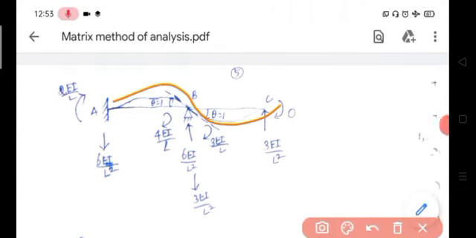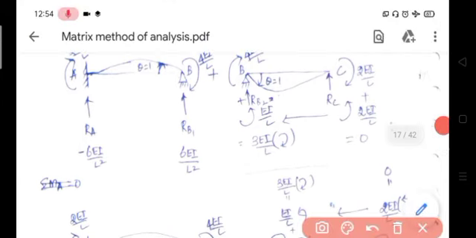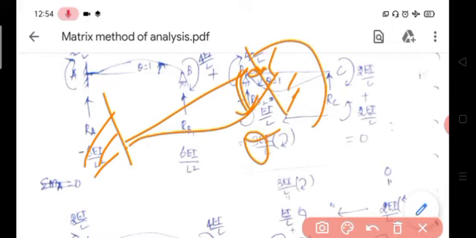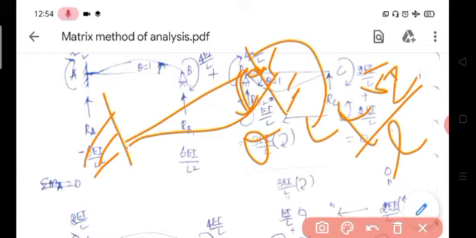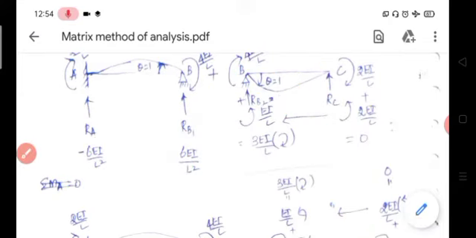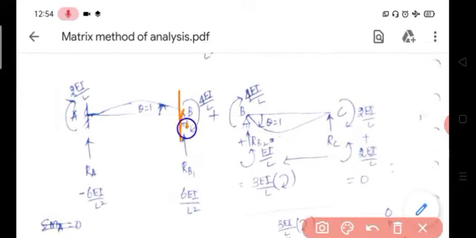Now, split the structure into two parts, one is the AB part, another is the BC part. In general, if both ends are fixed and we allow rotation of the joint by theta, the induced moment at B is equal to 4 EI by L, and at A it is 2 EI by L. The induced moments are in the anti-clockwise direction at both supports. In this case, joint B is the fixed joint, and we allowed unit rotation.